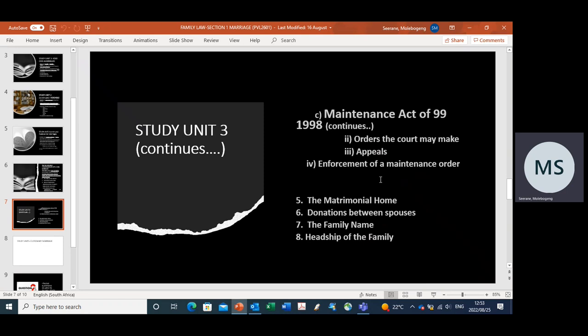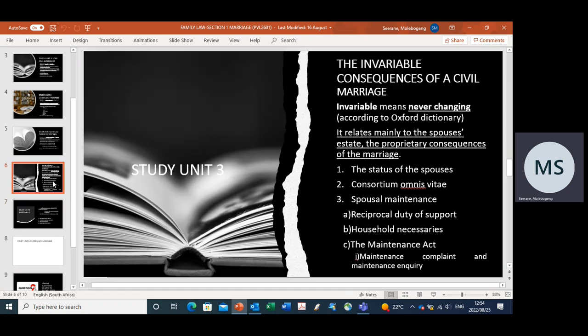And fourthly, on the spousal maintenance is the enforcement of a maintenance order. So we will get into each and every one of those factors that are mentioned. So the spousal maintenance is a reciprocal duty for both parties, for both husband and wife, to give spousal support to each other. What this means is that the husband can also claim for spousal maintenance, so can the wife, as she has the right also to claim the spousal maintenance from the husband.